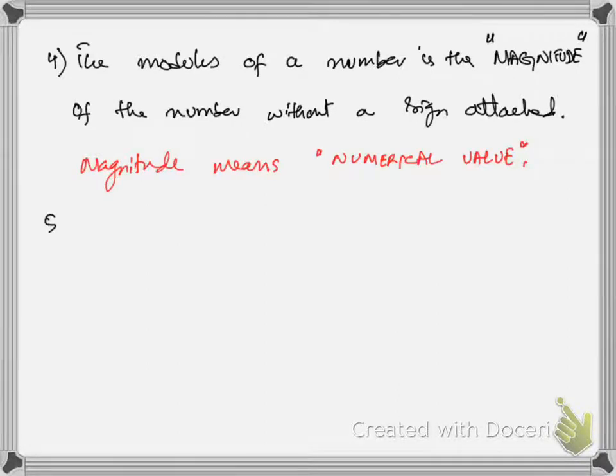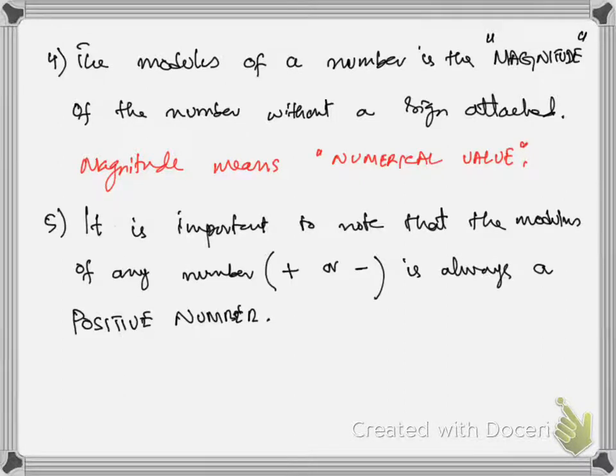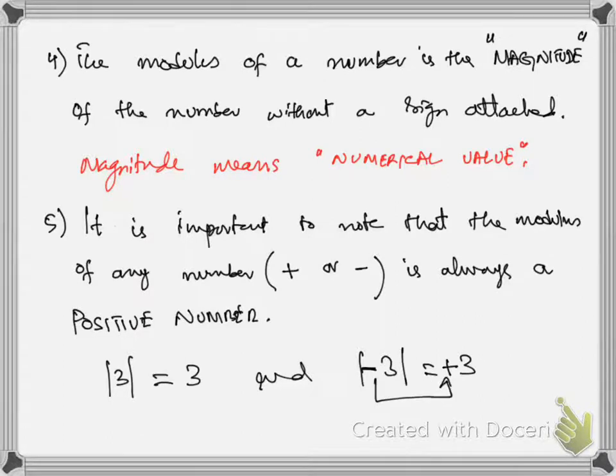Property number 5. It is important to note that the modulus of any number, positive or negative, is always a positive number. For example, modulus of 3 is positive 3, whereas modulus of minus 3 is also positive 3. Basically, modulus converts negative into positive, and modulus leaves a positive number as a positive number. Modulus converts negative into positive number. This was property number 5.